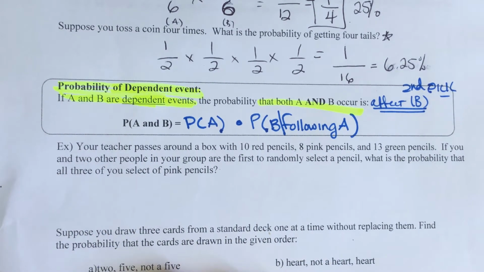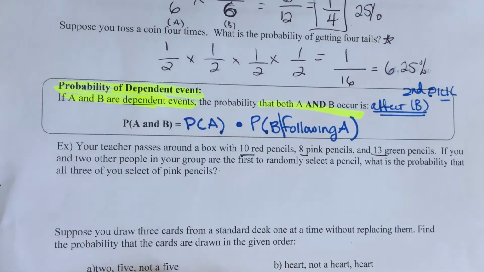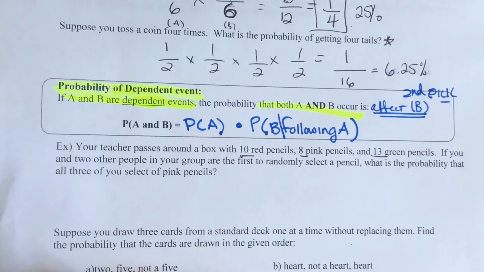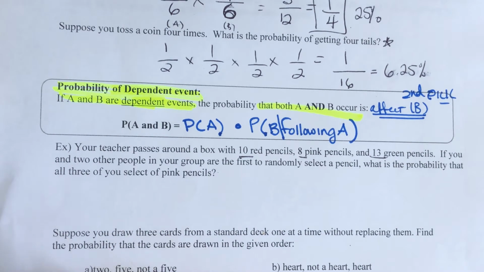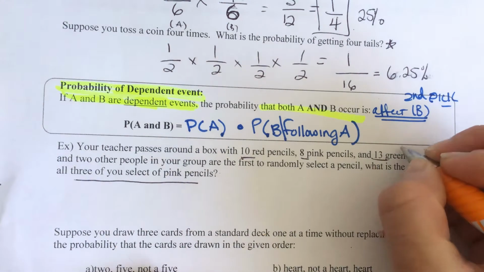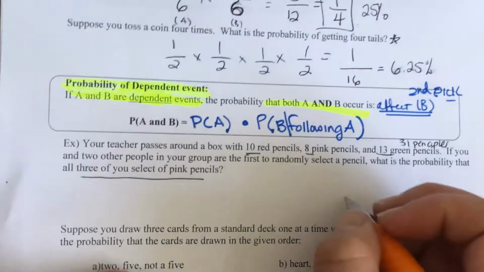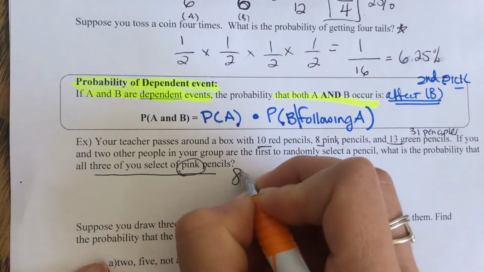It says your teacher passes around a box. There's 10 red, 8 pink, and 13 green pencils. If you and 2 other people in your group are the first to randomly select a pencil, what's the probability that all 3 choose pink? Well first, how many pencils are there? There's 10 and 8 and 13, so there's 31 pencils. Okay, so my first pick to pick a pink would be 8.